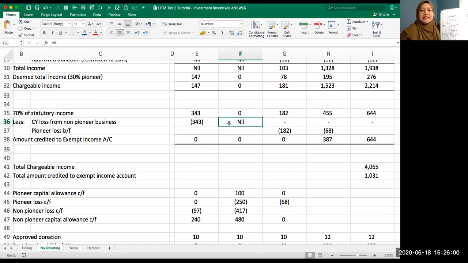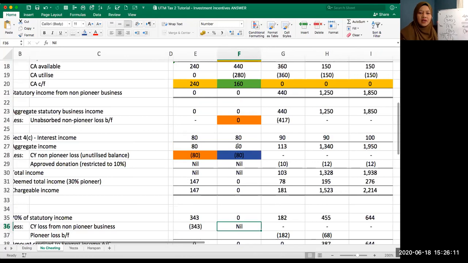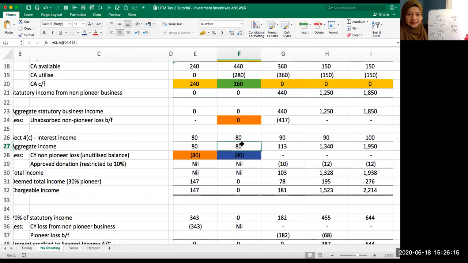70% SI is nil kat sini, nampak? So you tak pakai apa-apa lagi. So it means that you still have a balance of 400, but now you want to use 80. Why 80? Because you want to set off against your aggregate income, which is 80,000. So you use 80, maknanya balance ada berapa? Ada 320. 320 ni bawa ke mana?